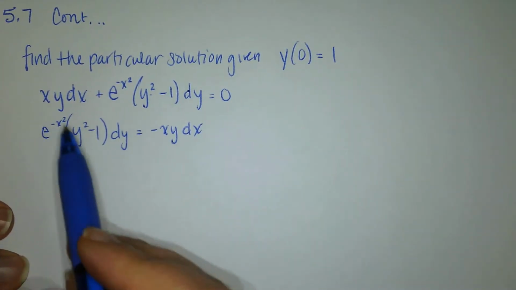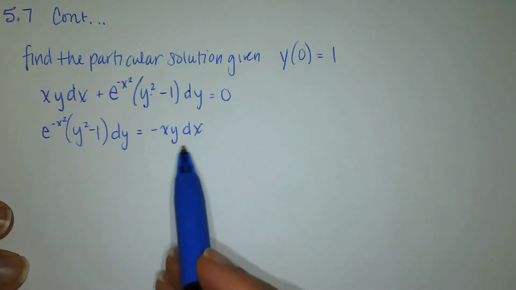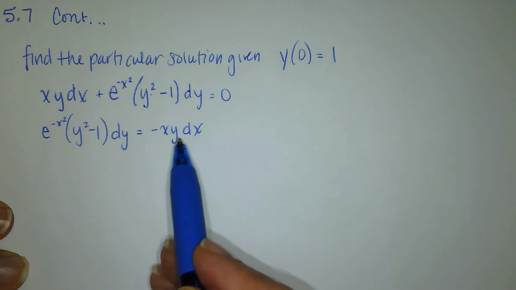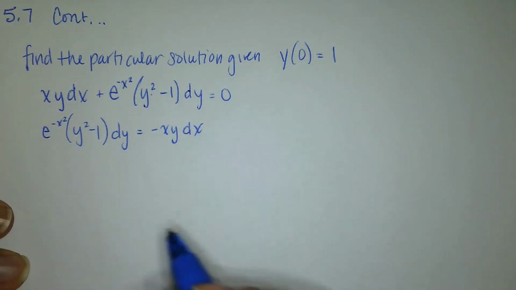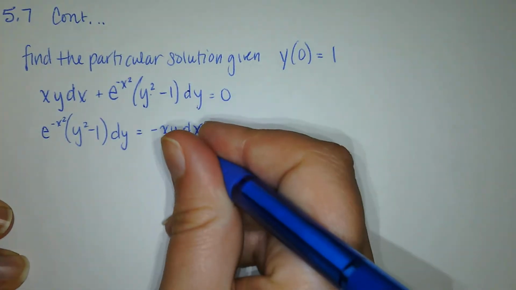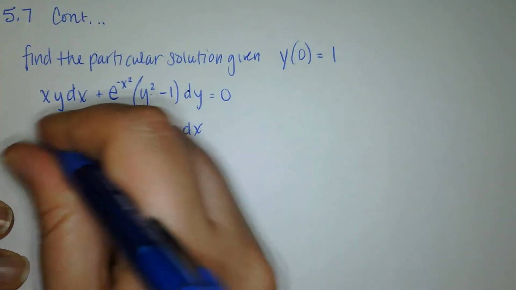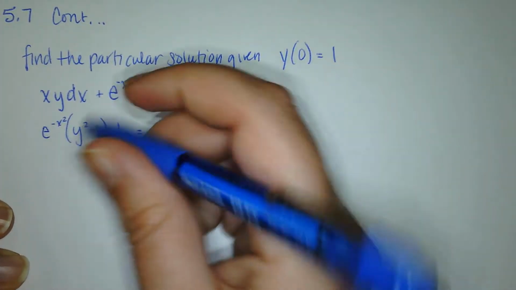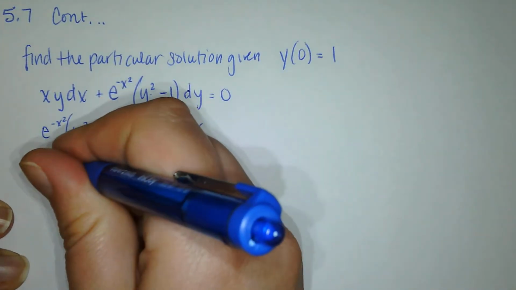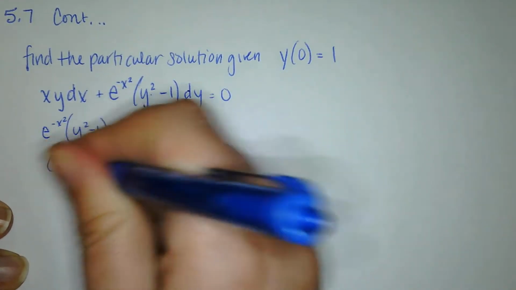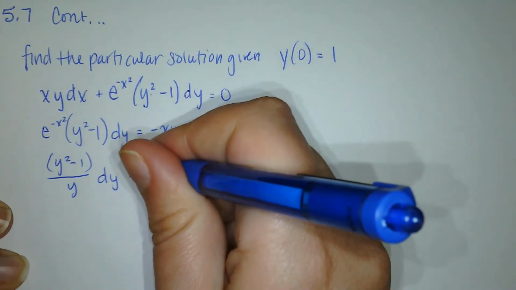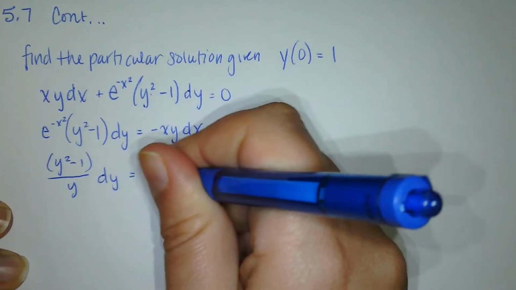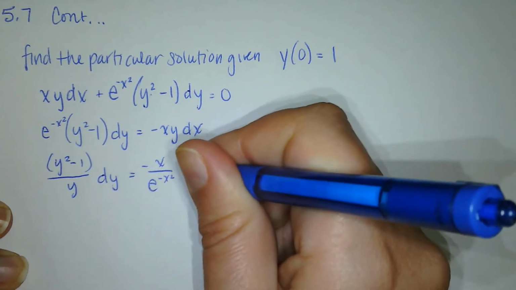All right, this is going to move to the other side by dividing, and this y is going to move to the other side by dividing. So the y will get divided, go under here. The e to the negative x squared will get divided, go under there. So y squared minus 1 over y dy is equal to negative x over e negative x squared dx.